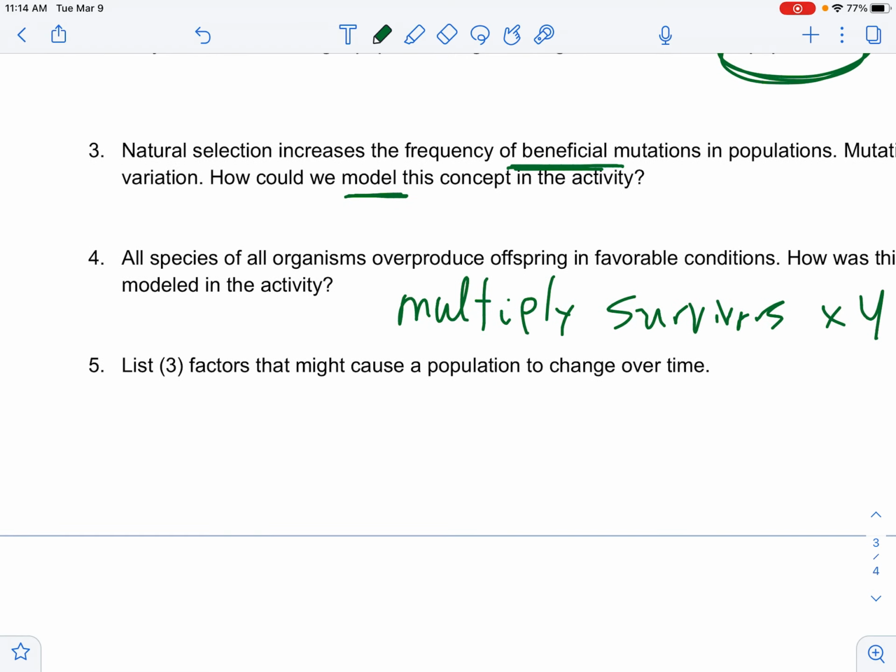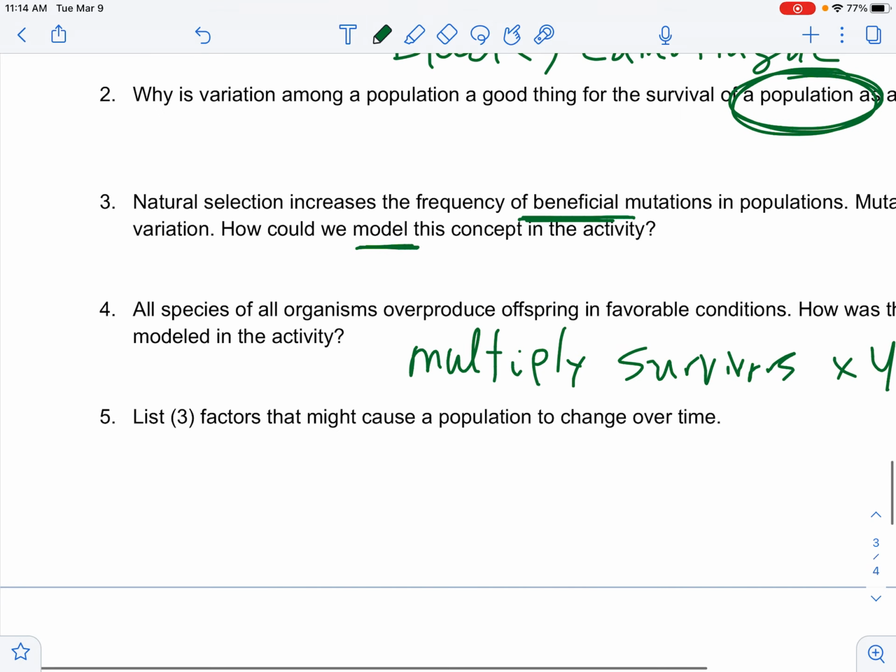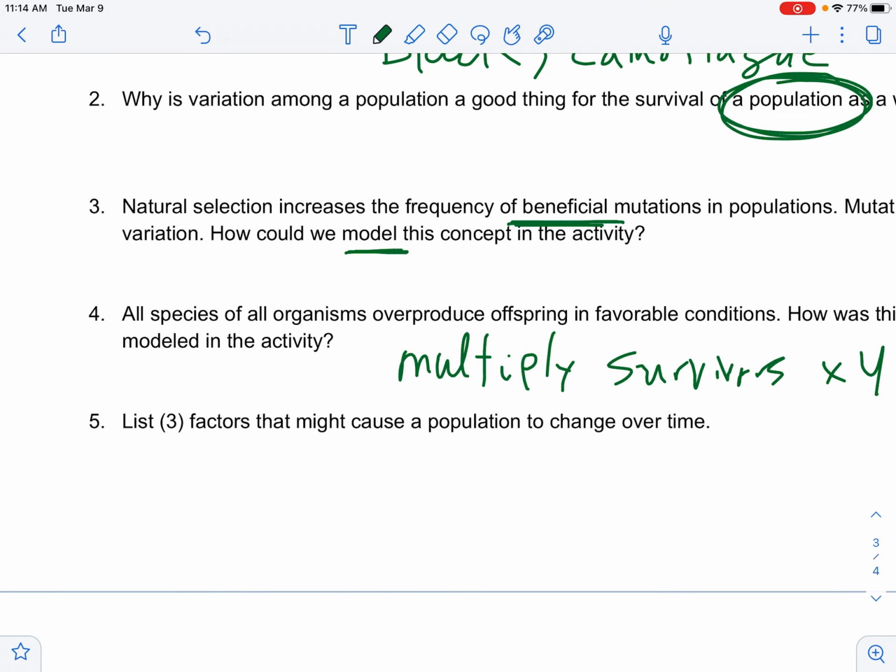List 3 factors that might cause a population to change over time. This is a generic question, so I guess I'll give a generic answer: environmental factors like weather patterns, predator-prey relationships, disease, famine, food shortages, changes in food sources. All those things might cause a population to change over time.